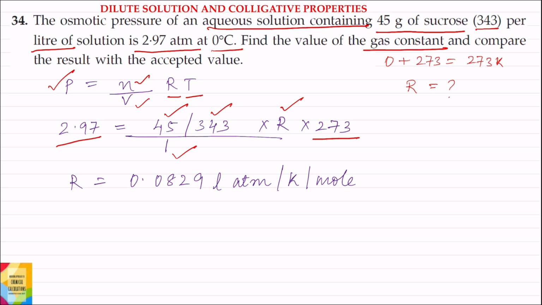Kelvin. On solving, the value of R is 0.0829 liters atmosphere per Kelvin per mole. And the value of R which is used in calculations is 0.0821 liters atmosphere per Kelvin per mole.